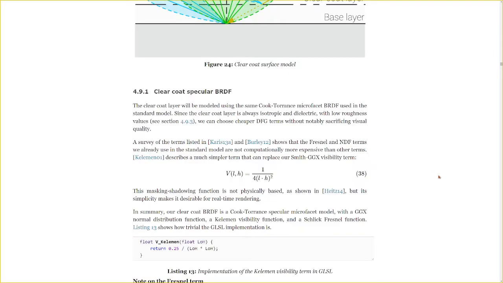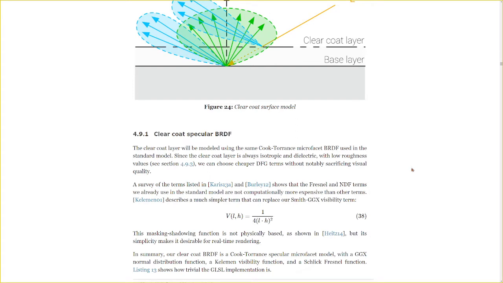So we've got the clear coat layer modeled the same as the Cook-Torrance microfacet BRDF used in the standard model. Since the clear coat layer is always isotropic and dielectric with low roughness values, we can choose cheaper DFG terms without notably sacrificing visual quality.